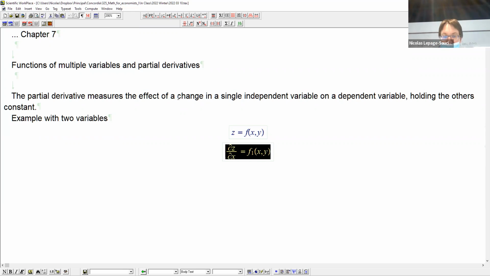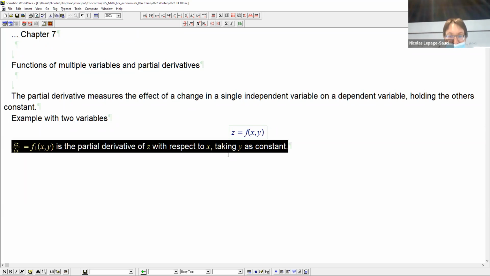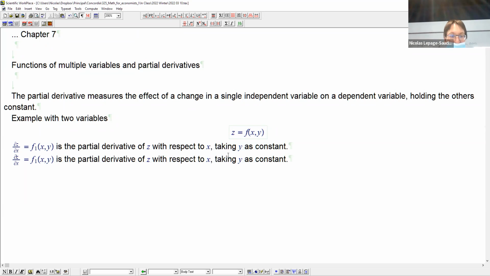So let me write this. This is the partial derivative of f with respect to x, taking y as constant. Then of course, easy.